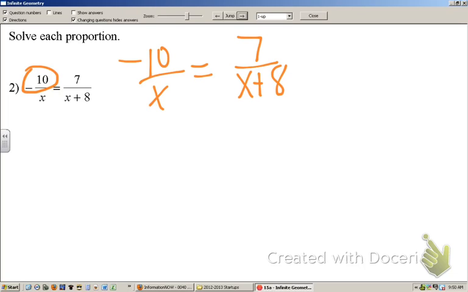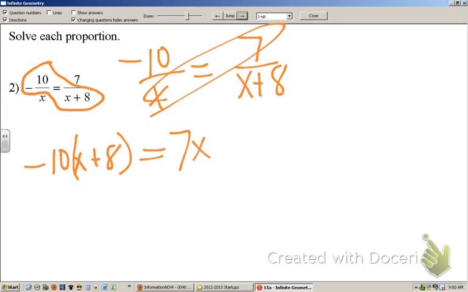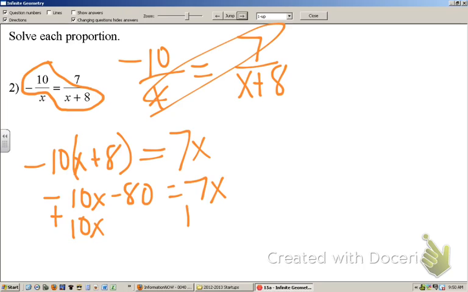Now, do I have to rewrite it? No. If I remember and pay attention to when I'm multiplying, I'm going to say negative 10 times all of that, then that works just as fine. So that gives me negative 10 times x plus 8 equals 7x when I multiply those two together. Distributing, negative 10x minus 80 is equal to 7x. I'm going to move the negative 10x over, so that's adding. So it gives us negative 80 equals 17x.